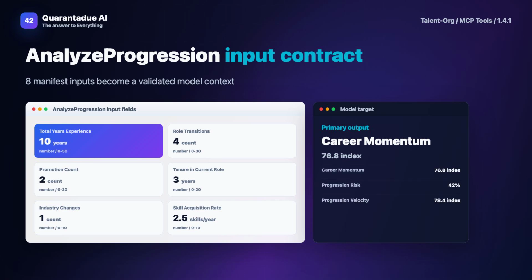This isn't simple keyword matching. We use a proprietary algorithm grounded in industrial organizational psychology. First, we normalize job titles and skills to a universal taxonomy that works across sectors. Then, we track three core dimensions: skill complexity, responsibility scope, and impact magnitude over time.